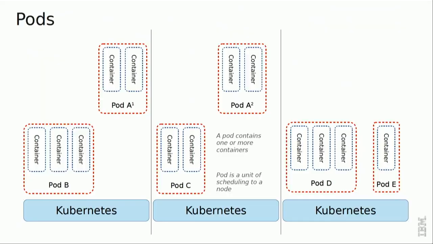But that's actually a lie. What Kubernetes knows about are something called pods. Pods can have n number of containers. You can have one container like pod E over there, or pod B, which has 3.